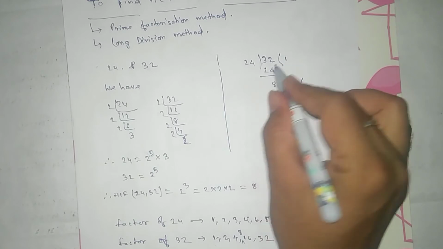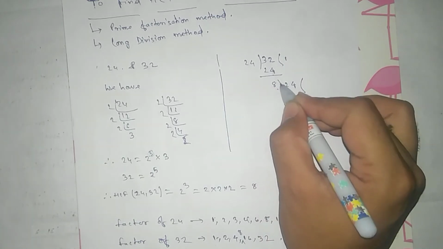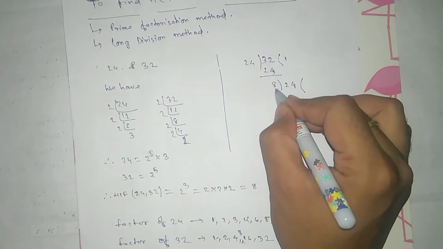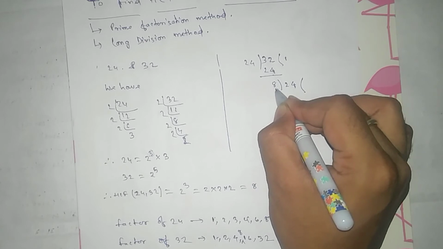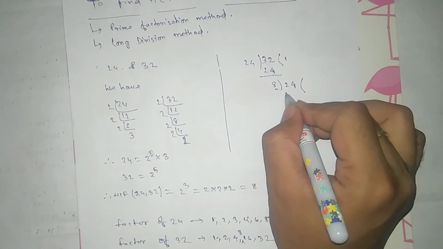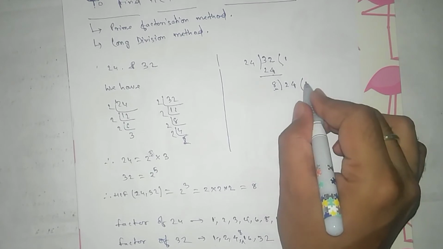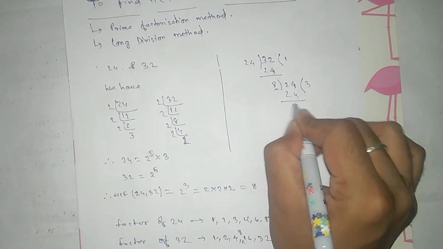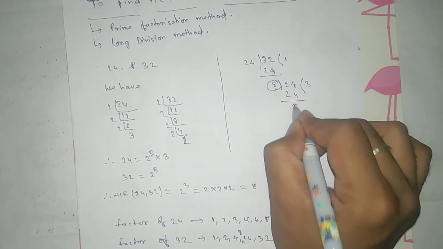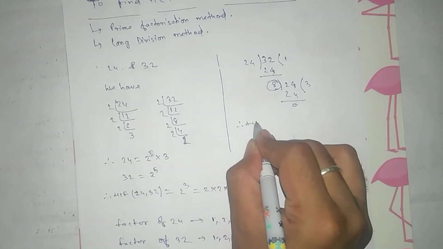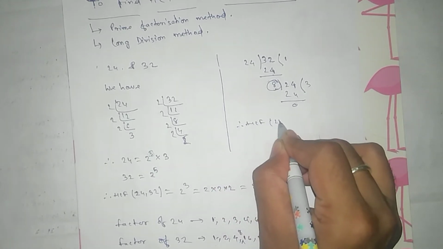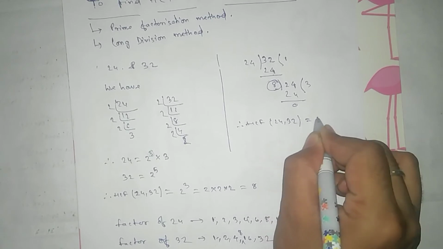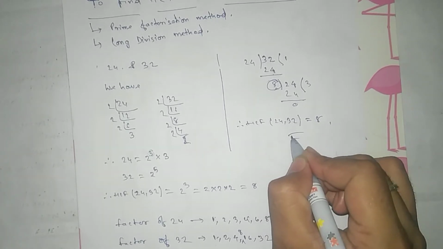So see what we have done here. 24 into 1 is 24, and we get remainder 8. Now for the next step, this remainder becomes your divisor, and this divisor becomes your dividend. Now 8 into 3 is 24, and this gives you remainder 0. Therefore, the HCF of 24 and 32 equals 8. Very simple. Now we'll go for three numbers.